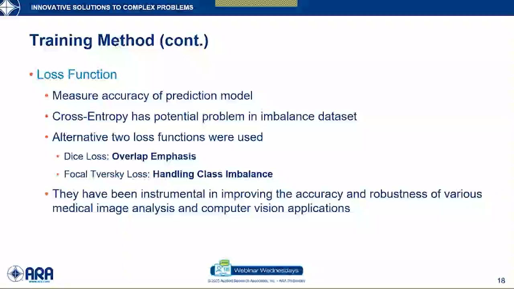Therefore, two alternative loss functions, the dice loss function and the focal Tversky loss, were used for this research. The strength of dice loss is its emphasis on overlap, and the focal Tversky loss has strength in handling class imbalance. Those two loss functions were used in medical image analysis and computer vision applications, and they show very good results.